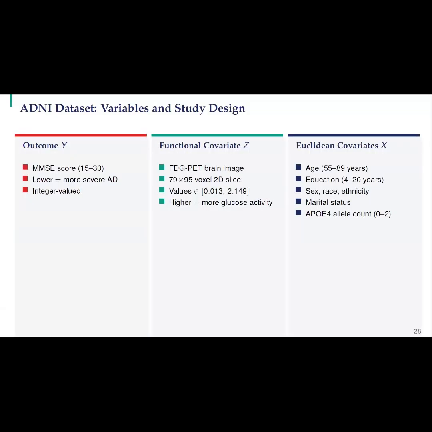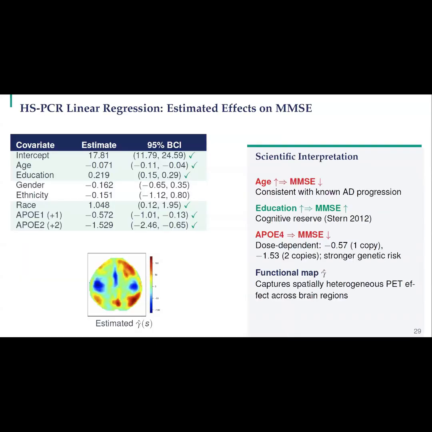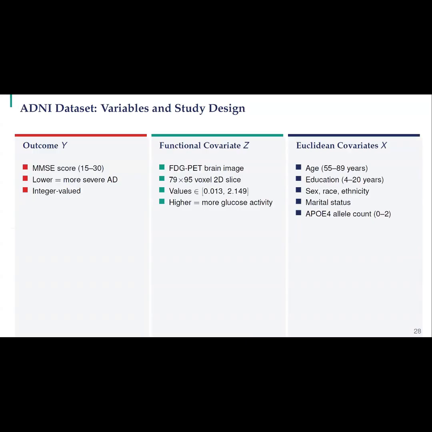For the application, we have a data set that has images. The MMSE is the mini mental state score, ranging from 15 to 30. I believe that the higher the score, the better the person's brain, so you don't want low scores here. But this is a score that's fairly easy to administer and pretty reliable. Lower is more severe, as I said. It's integer valued, so Y is fairly simple. Clearly it has bounded second and fourth moments.